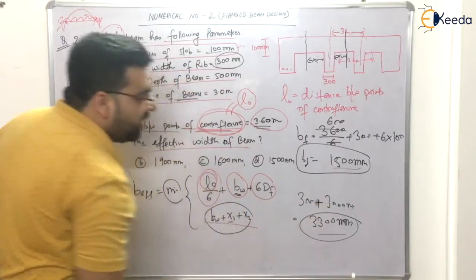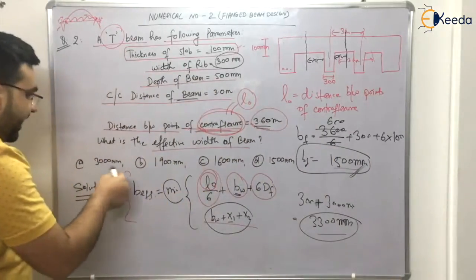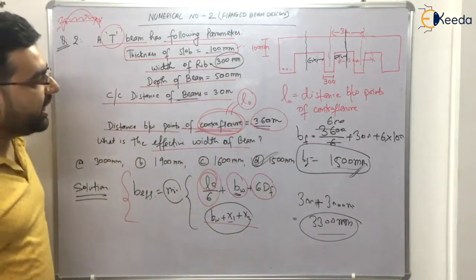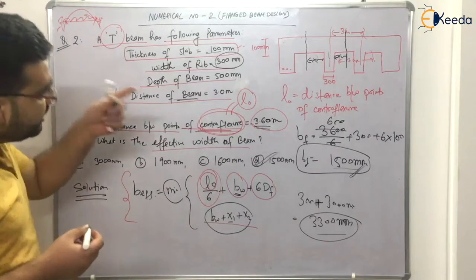So which one is the minimum of the two? 1500, 3300. So 1500 is the minimum. That is why it is the correct answer. I guess it is option number C. Sorry, it is option number D. Right? 1500 mm is the correct answer. So I hope that you have understood the numerical.